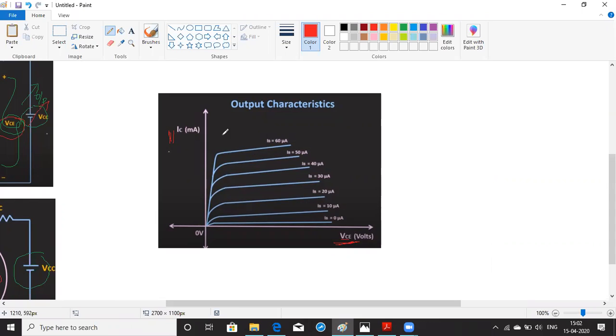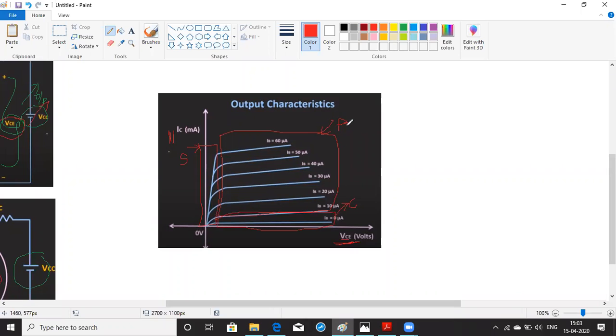So again, we have three regions here. I've already told you, you're going to have three regions. This is the active region, I'm going to write it as a capital A. And this is the saturation region, I'm going to write it as a capital S. And the remaining part is called the cutoff region. I'm going to indicate it with capital C. So these are again all the three regions which come under the output characteristics.